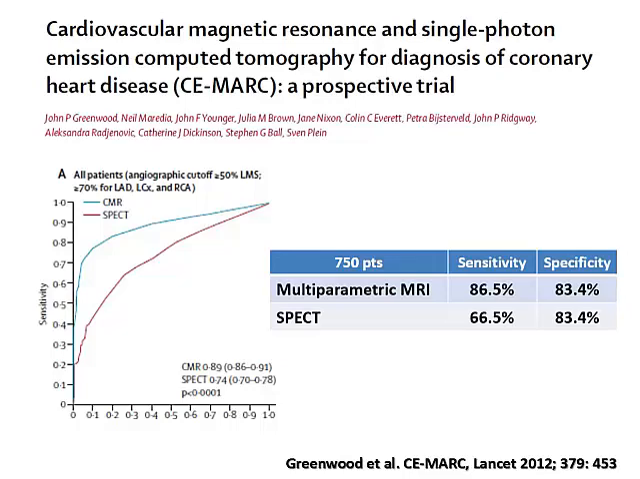And this may explain the results of the CE-MARC, which is a head-to-head comparison between cardiac MRI and SPECT. We see a better diagnostic performance of perfusion MRI compared with perfusion SPECT. The sensitivity of the multiparametric MRI is higher than SPECT. The authors use here perfusion defect and wall motion abnormality to identify a positive perfusion test.